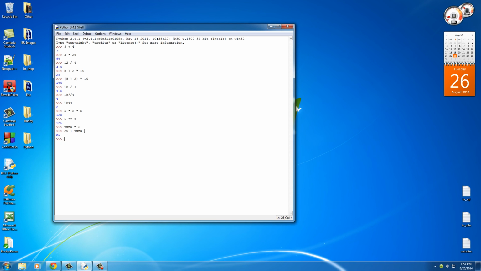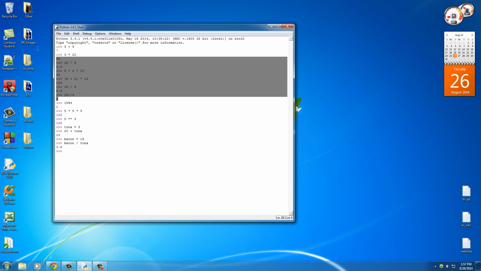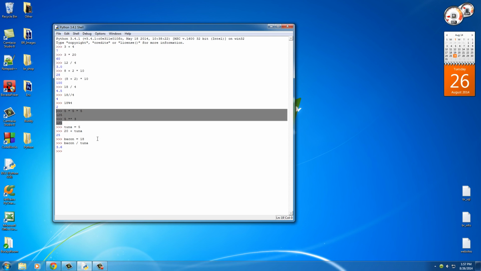Hit enter, pretty cool. Now you can actually use all variables in your equation. So if you have tuna equal to 5 and bacon equal to 18, then what you can do is put bacon divided by tuna, which is pretty much saying, okay, 18 over 5, and that is 3.6. So if you guys ever want to know what bacon over tuna is, it is 3.6. Pretty interesting. But now we know the basic math operators, also some cool, extra things like exponents and stuff, and also how to divide bacon over tuna.